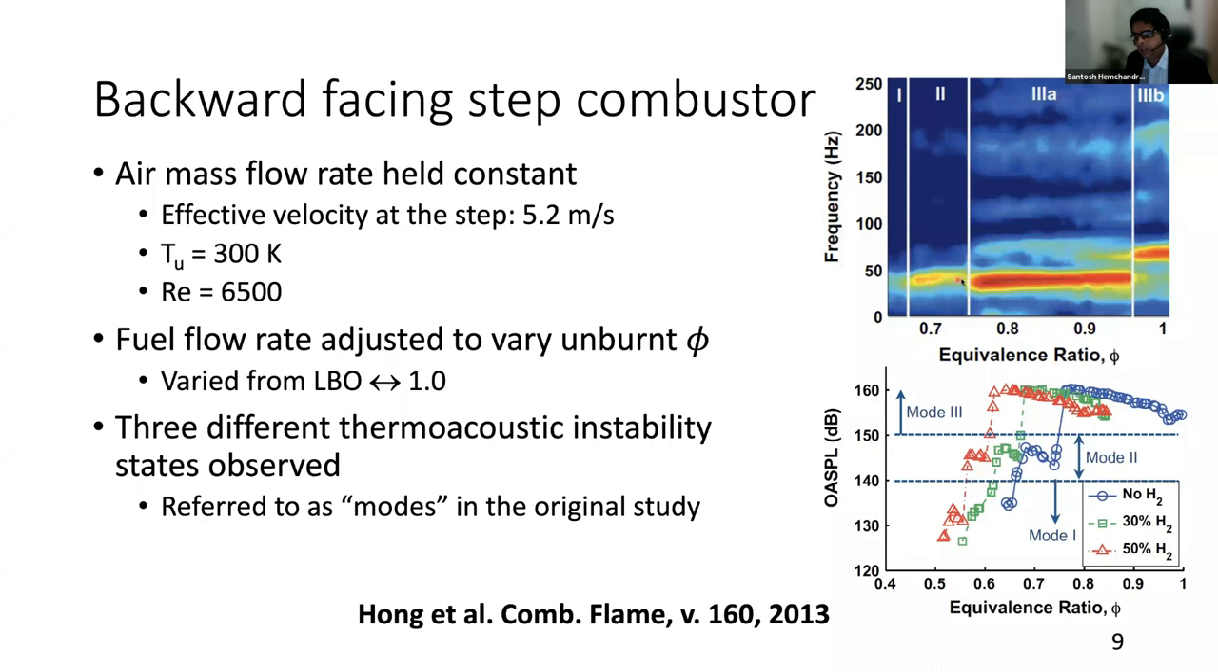one sort of weak instability. And then once you cross about 0.77, that gives you a very strong instability. And then there is a mode shift that happens later as you go further. This plot below here plots overall SPL versus equivalence ratio. I'd like you to just focus on the blue curve here. This is now the first instability state, and that is the high amplitude state. And you see that even if you add hydrogen to the fuel, the general structure is preserved, but the instability transitions happen at lower equivalence ratios.